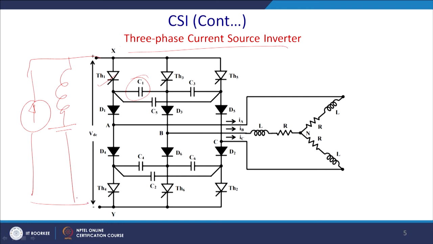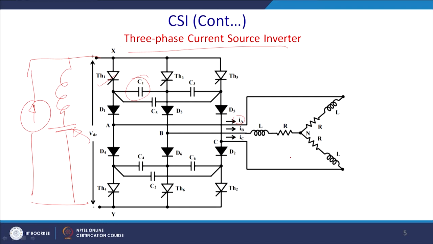So, this is the overall figure. This VDC is essentially this, and since there is no loss across it, we can legitimately take this voltage to be VDC, and thus you can feed the currents IA, IB, IC with the RL load or any kind of load, and this is a CSI operation.